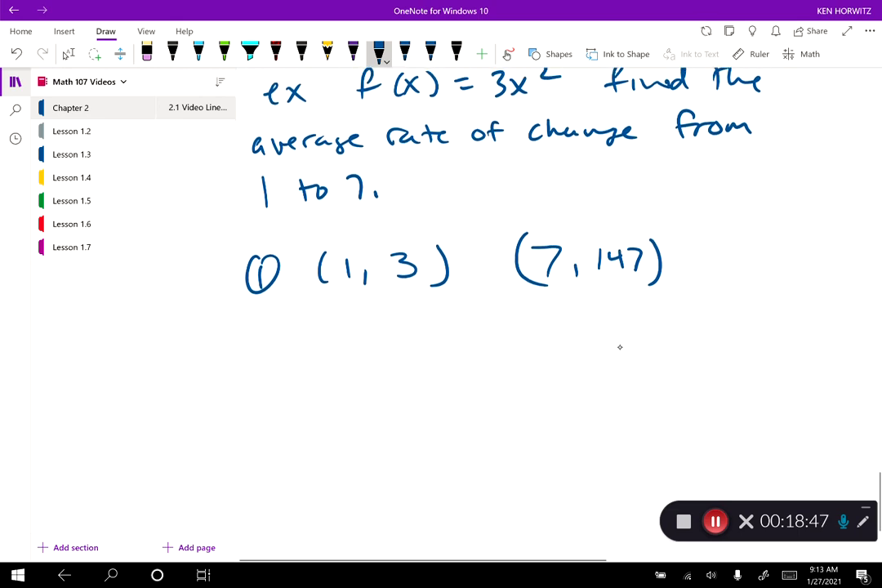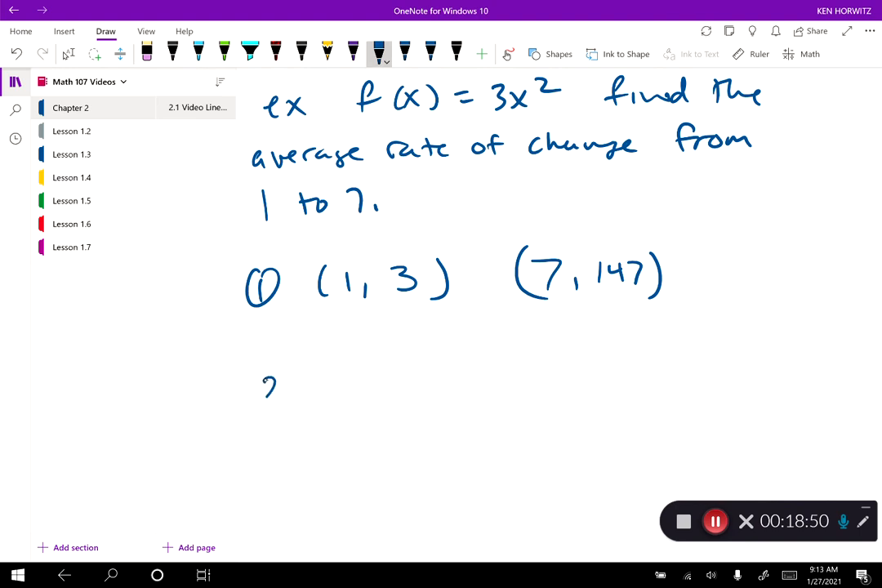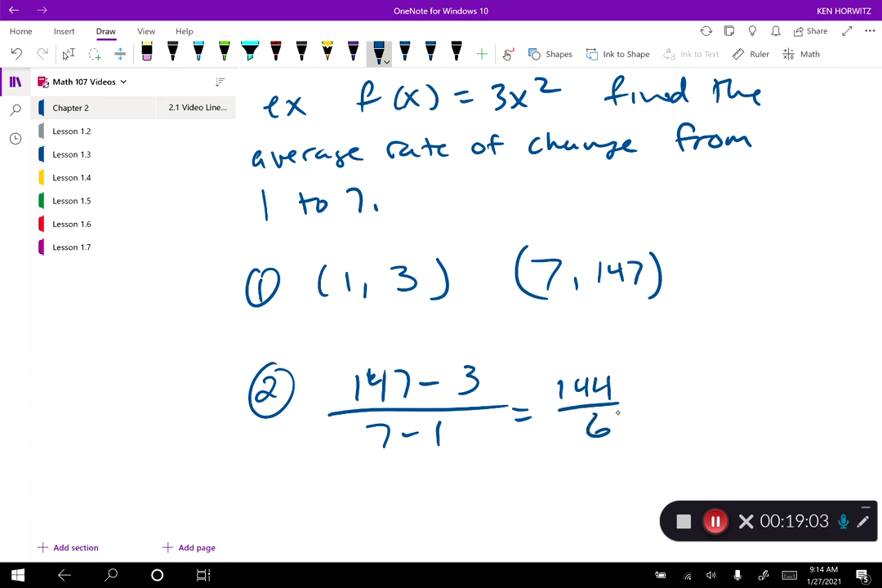All right, and now to get the average rate of change, I just need to use the slope formula. So I get 147 minus 3 over 7 minus 1. So that gives me 144 over 6. And the key here is you need to simplify this as much as you can. All right, so 6 goes into both of them. So 6 into 144 is 24 over 1. Therefore, your final answer is 24. And that is the average rate of change from 1 to 7 if my function is 3x squared.